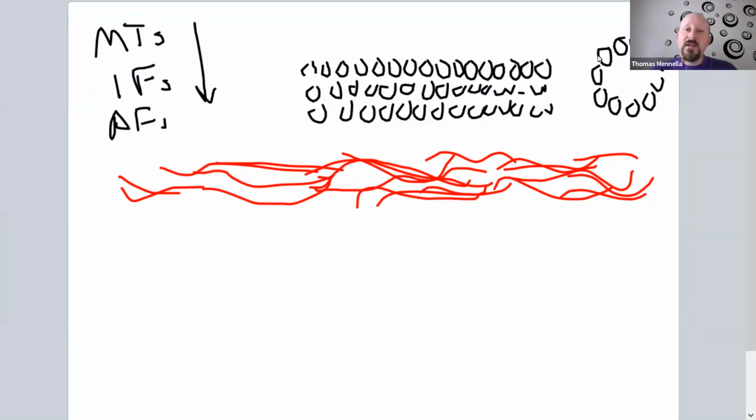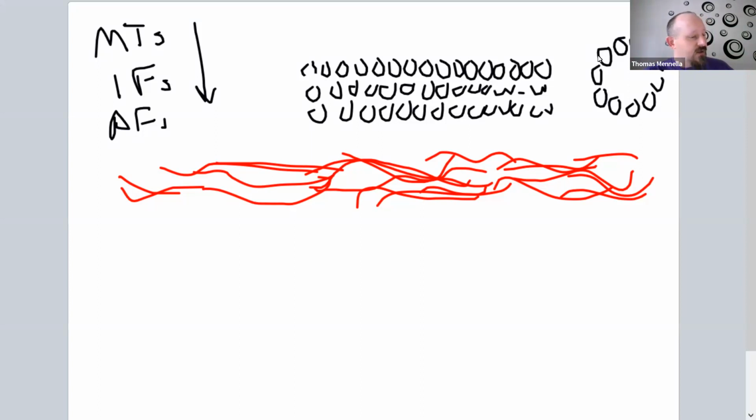And this is why intermediate filaments are the cell's rope. They're ideal for tensile strength. Intermediate filaments can stretch without tearing or stretch without breaking. And so intermediate filaments basically hold the cell together and allow the cell to stretch without tearing. And our tissues as well can stretch without tearing because of intermediate filaments.